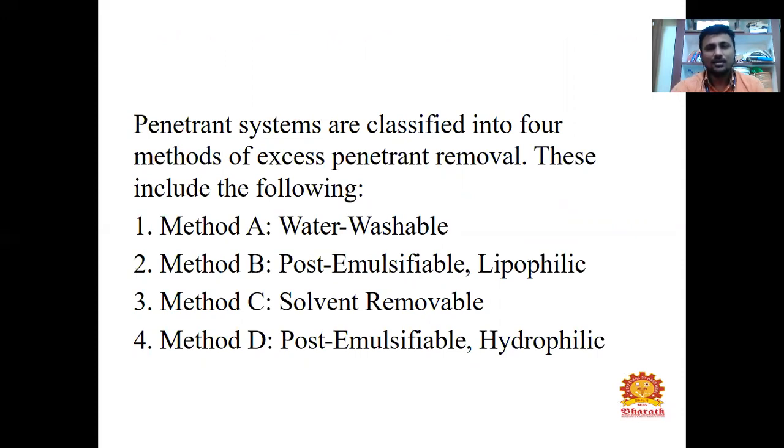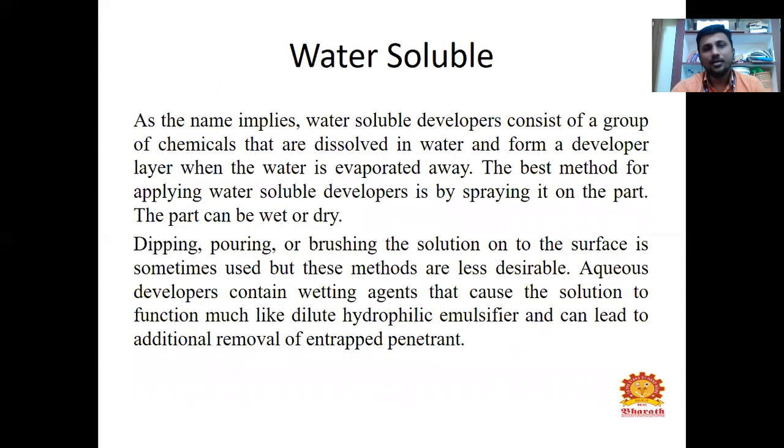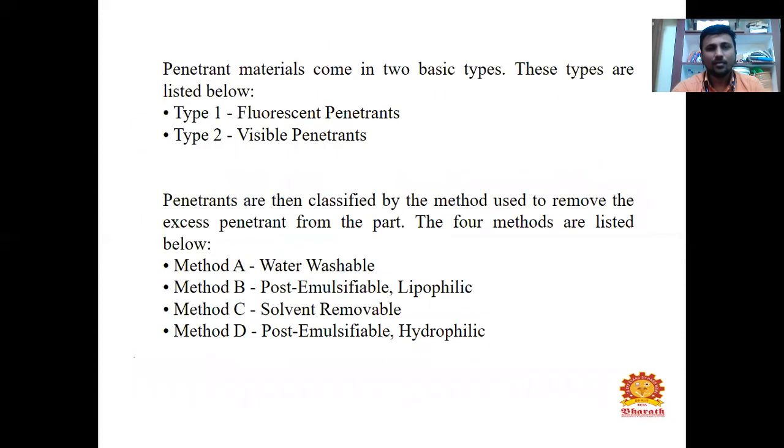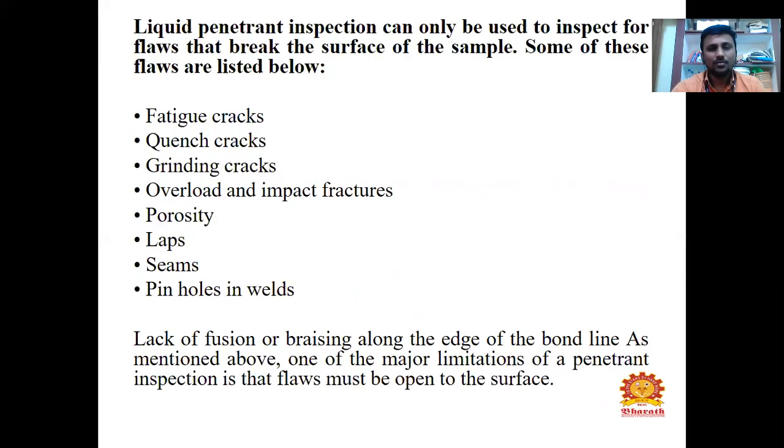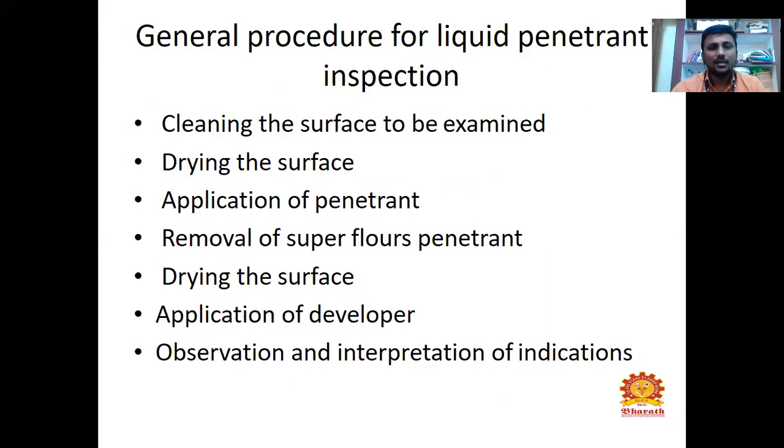Here we look at the major thing, the 7 steps used in the liquid penetration method. The first one is cleaning the surface to be examined. Second one is drying the surface. Third one is the application of the penetrant. Fourth one, we study removal of the surface excess penetrant. Next one, drying the surface and application of the developer. The last one, we will learn about observation and interpretation of the indication.